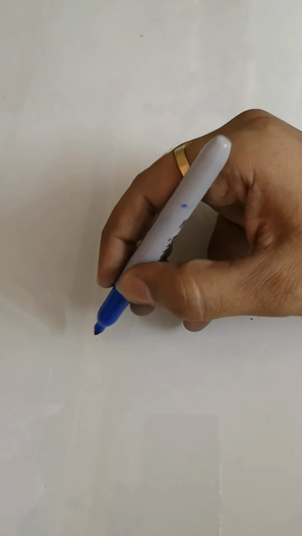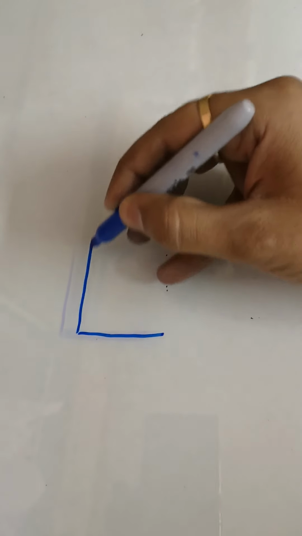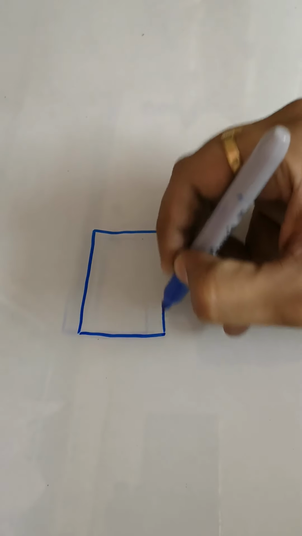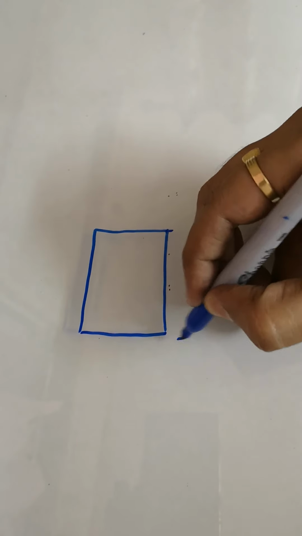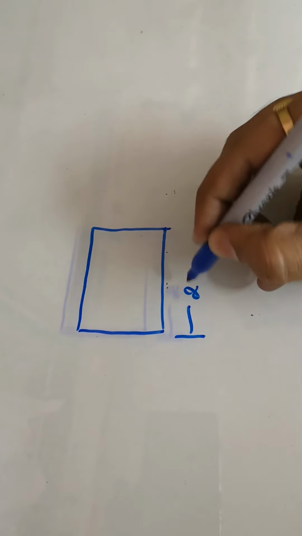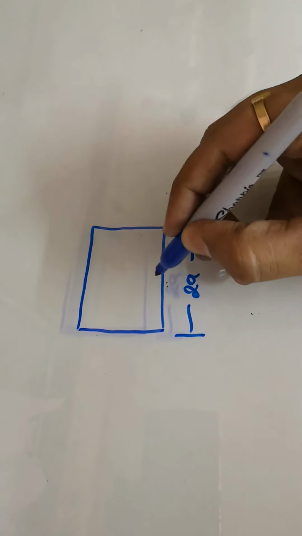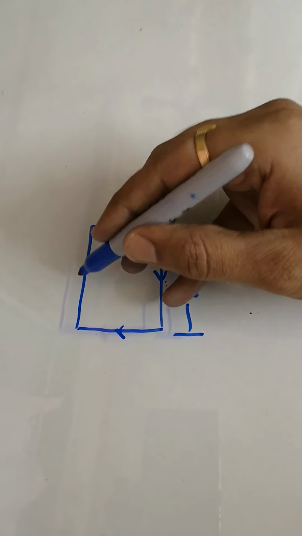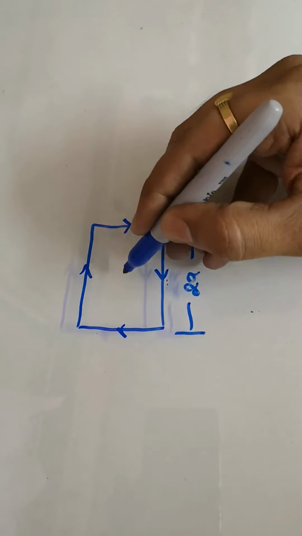Let's say your task is this: I am giving you a square which has length 2a, and my current is flowing in a circular fashion. You have to find the magnetic field at its center. So what would be the magnetic field at its center?